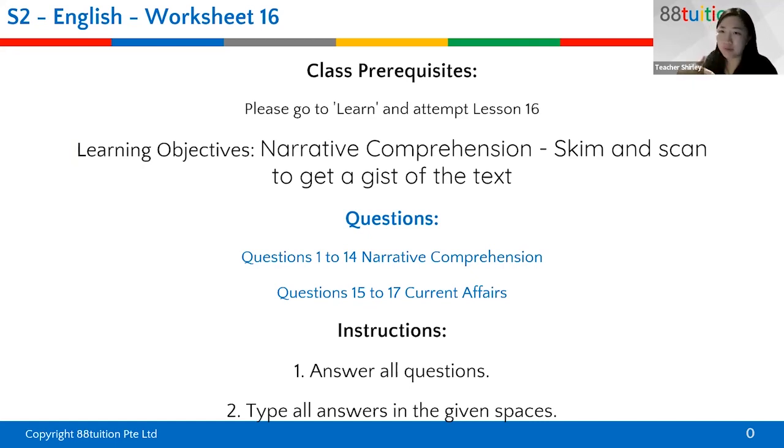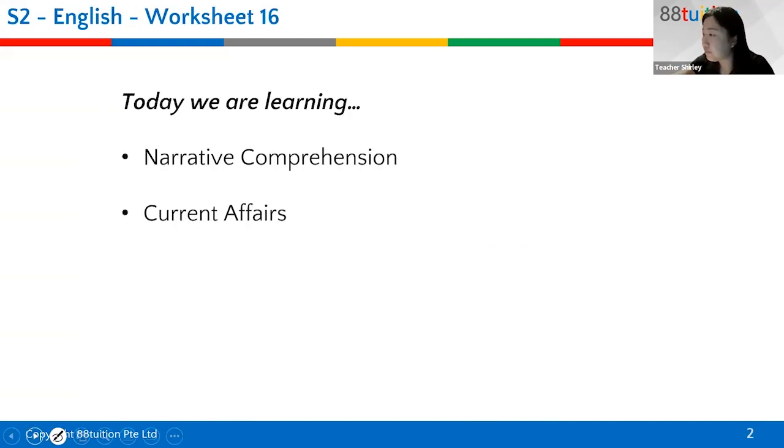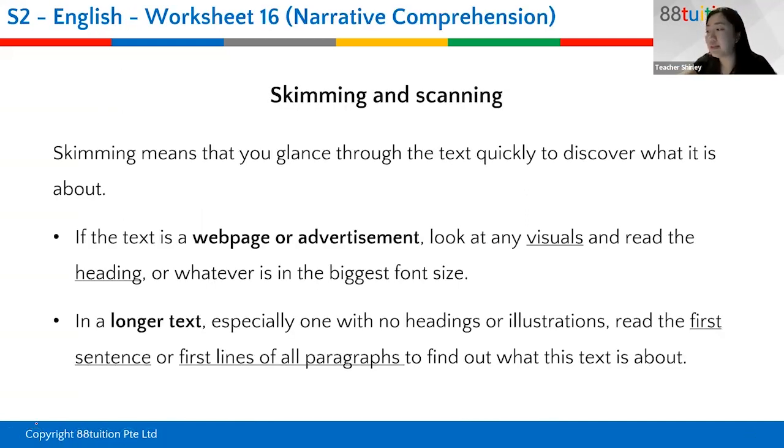General rule of thumb, when you're reading a comprehension text, you will first skim and scan through, then read the questions that come with it, then go back to the passage and find the answers. So the moment you skim and scan, you roughly know where the details are. That's the process of doing it. We'll look at how we skim and scan.